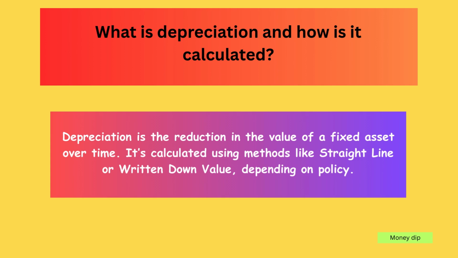What is depreciation and how is it calculated? Answer. Depreciation is the reduction in the value of a fixed asset over time. It's calculated using methods like straight line or written down value, depending on policy.